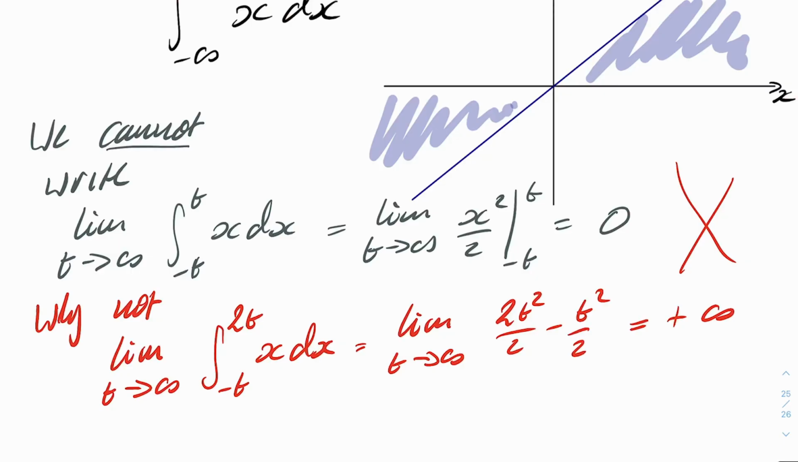So this is why infinities can't cancel. It doesn't make any sense to do it this way. So the key thing is that you need to split up the integral and then calculate those two limits separately. And in this case, this integral is divergent.